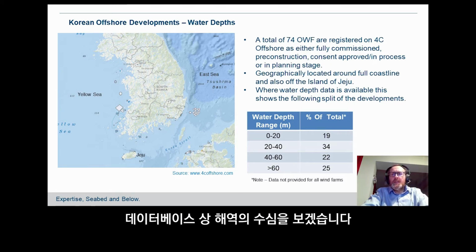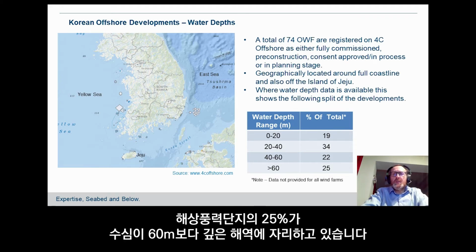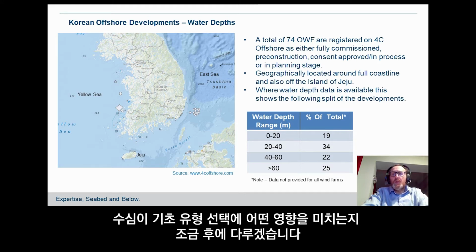Just interrogating that database to look at water depth, you can see that there's a wide range of water depth, but in particular there's quite a large percentage, 25% of the offshore wind farms, positioned where the water depth is greater than 60 meters. And we'll talk about what that means in terms of foundation selection in a little while.